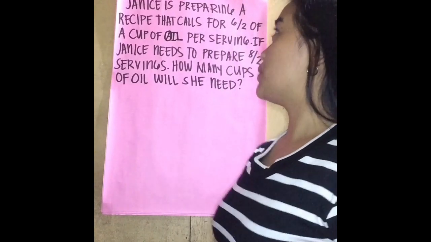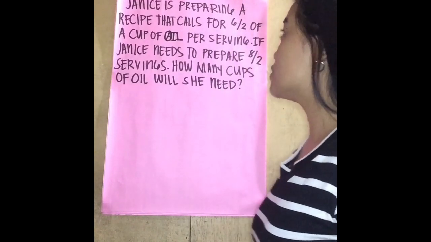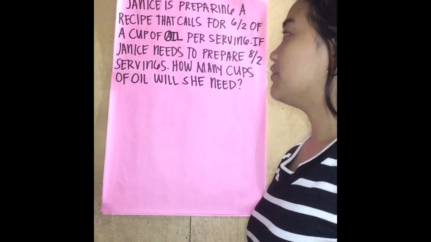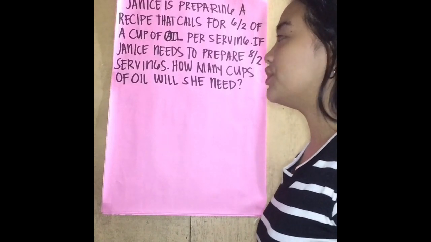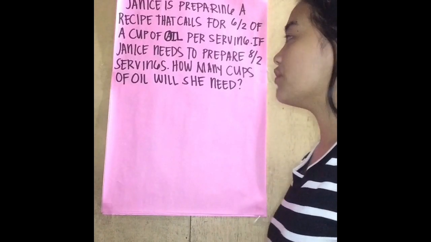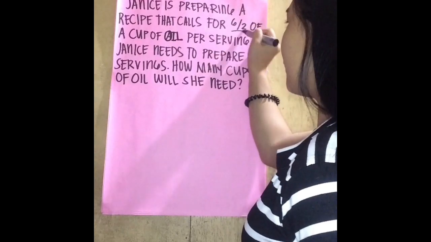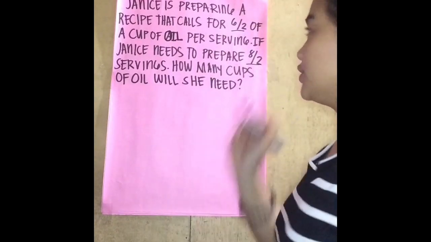So hi guys, I'm back. So let's proceed on how to solve an improper fraction by multiplication in problem solving. So Janice is preparing a recipe that calls for 6 over 2 of a cup of oil per serving. If Janice needs to prepare 8 over 2 servings, how many cups of oil will she need? So first, we need to identify what is the given in this problem. So 6 over 2 and 8 over 2.